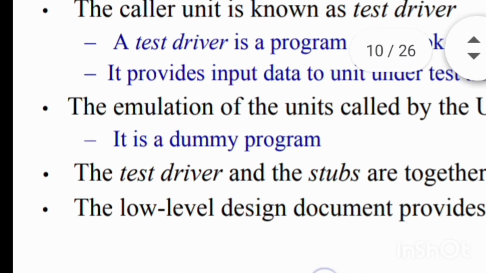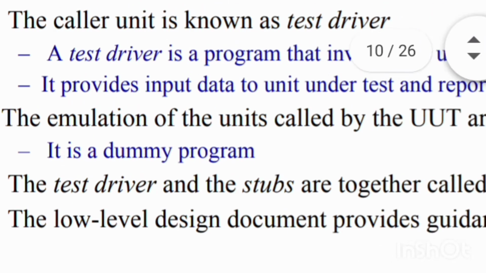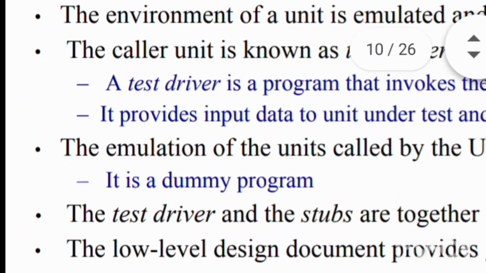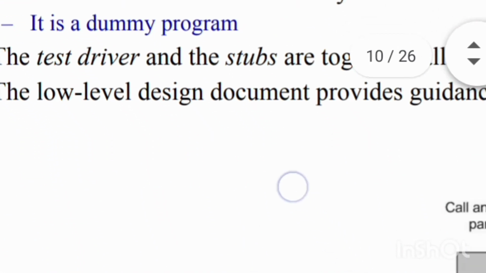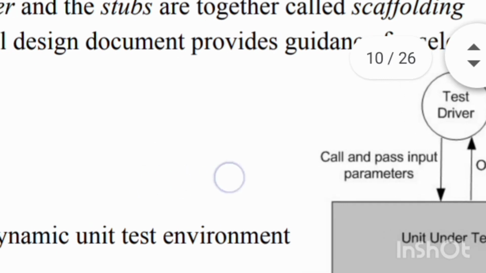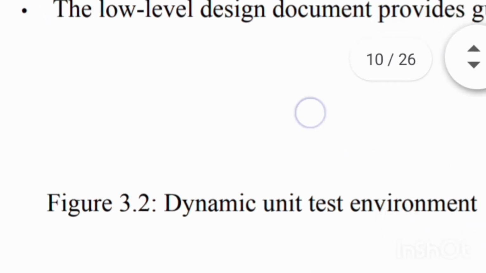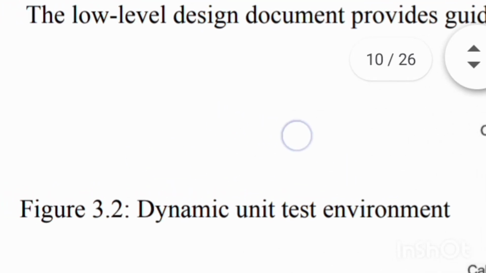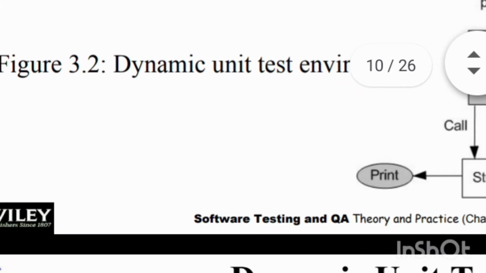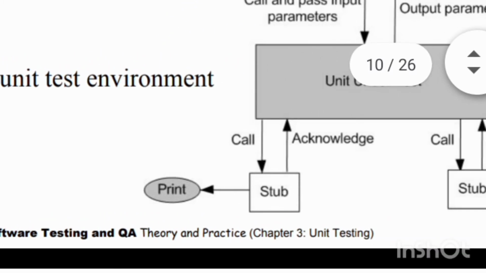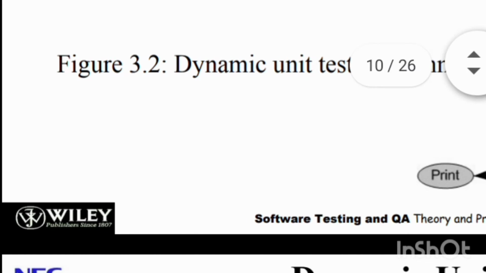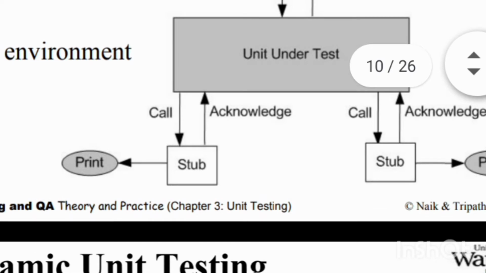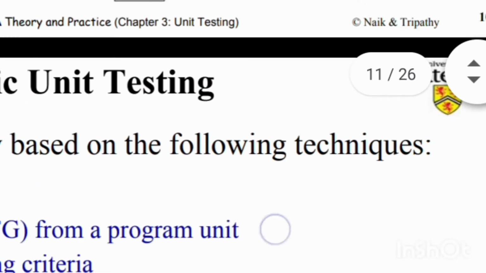The caller unit is known as the test driver. Test driver is a software program that invokes the unit under test. It provides input data to the unit under test and reports the test result. The emulation of the units called by the UUT are called stubs. It is a dummy program. The test driver and the stubs are together called scaffolding. The low-level design document provides guidance for selection of input test data.